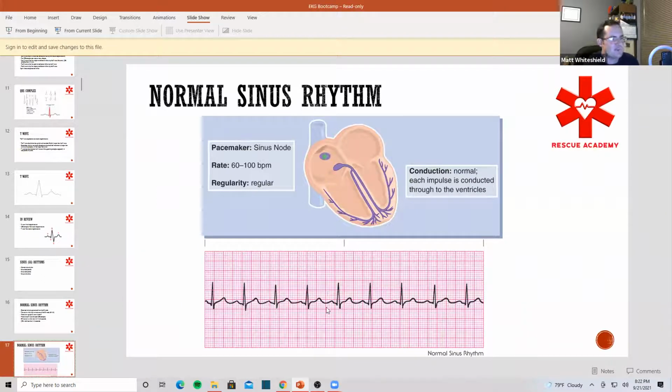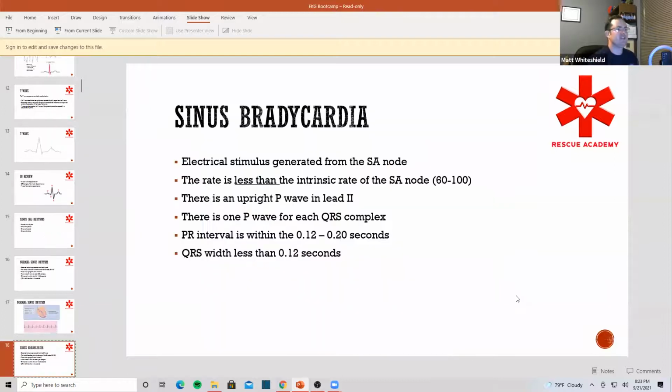But we can look at this. We could say that, hey, there's a P wave before the QRS complex. We got an upright T wave, all right? And then obviously there's a little gap here, and then the P wave starts all over again. Looks good.